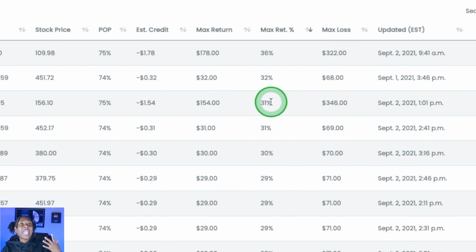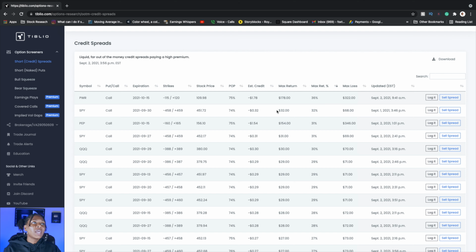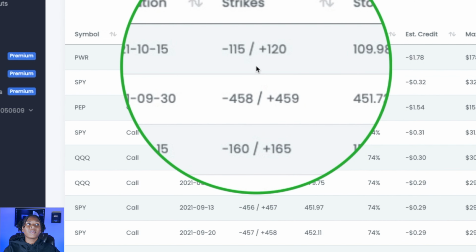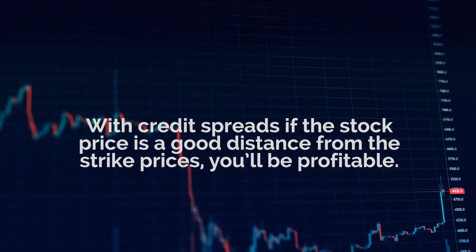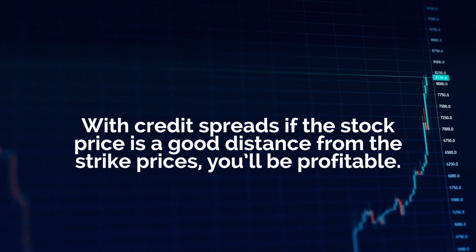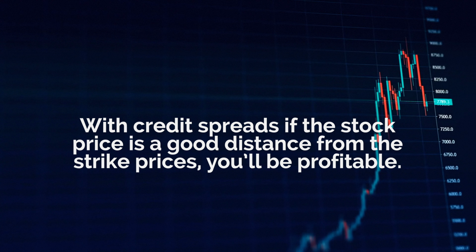I would prefer a high max return percent and also a high probability of profit, so the POP. POP, all the time. And also right here, it's going to let you know the strike prices that you're going to buy and the ones that you're going to sell. So the one with the negative, that's the one that you're going to sell, and the one with the positive, that's the strike price that you're going to buy. So with credit spreads, if the stock price stays a good distance away from your strike prices, you're going to be profitable. That's going to be a good trade.